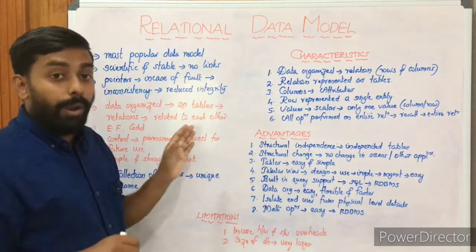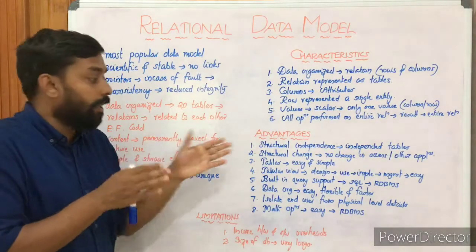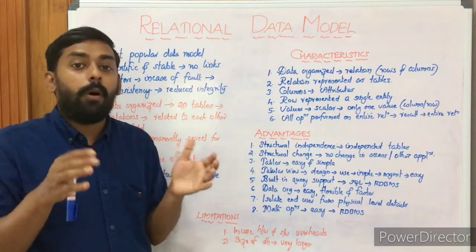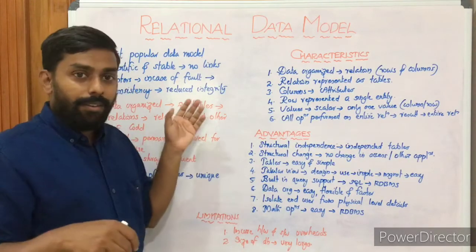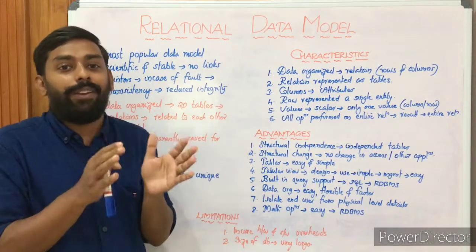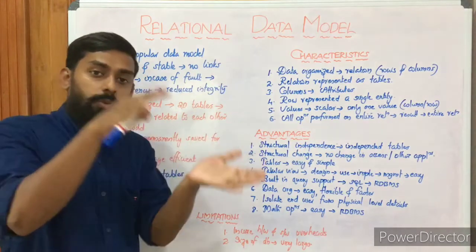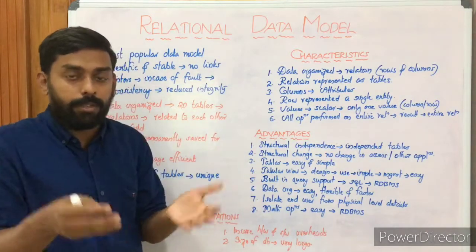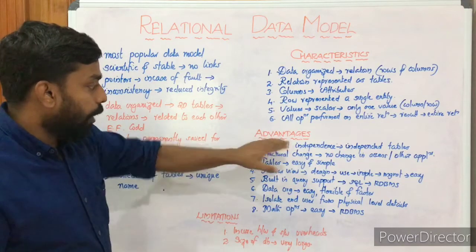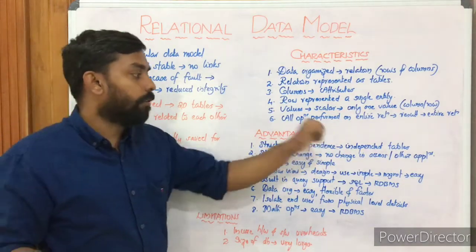And now let's look at advantages. These advantages make the relational data model the most commonly used one. We have already used it, so you know the structure and the pattern, how we create a database, how we create tables on the database, and how we connect these tables with the help of keys. So, advantages: structural independence.